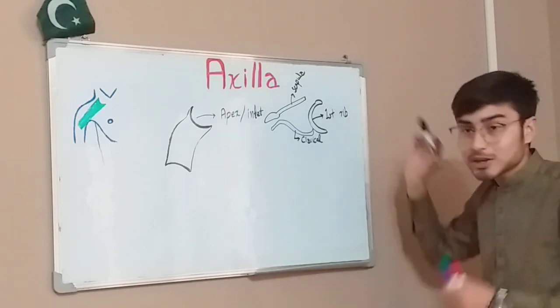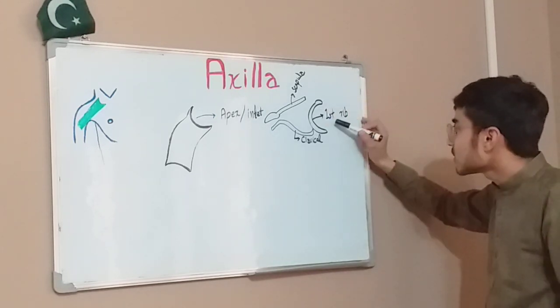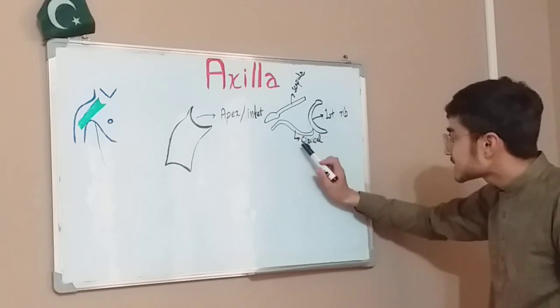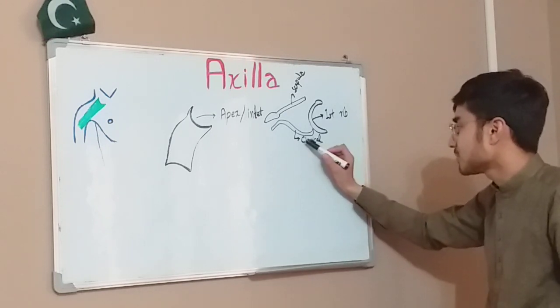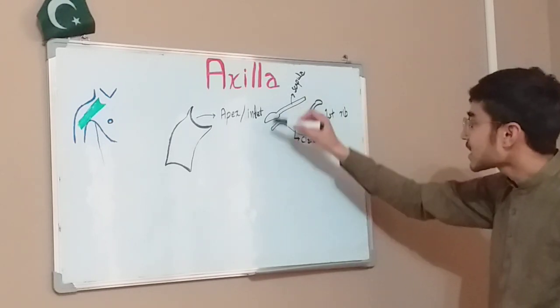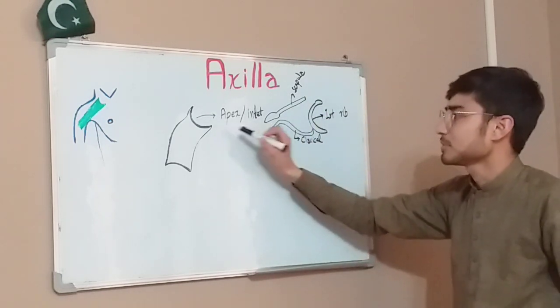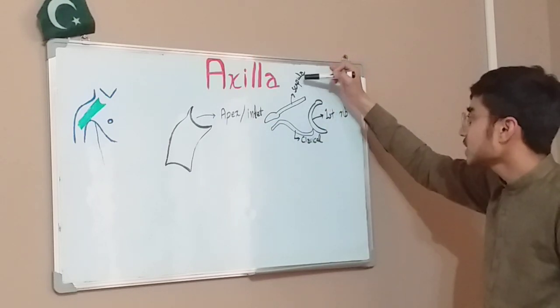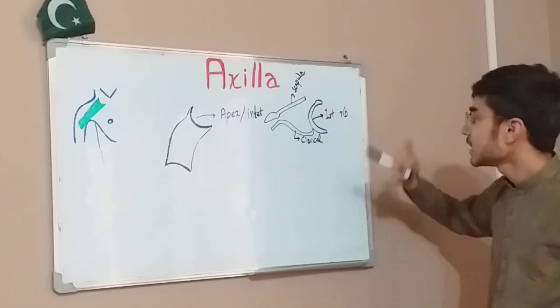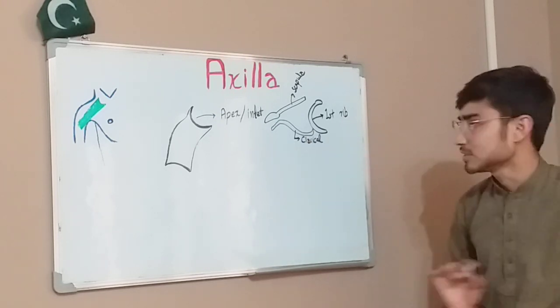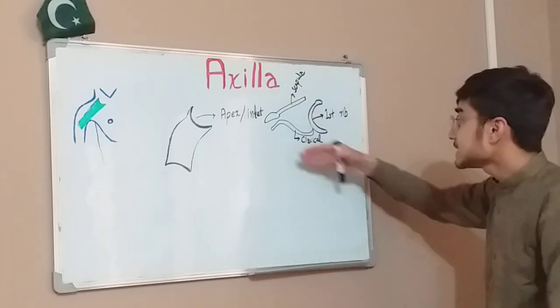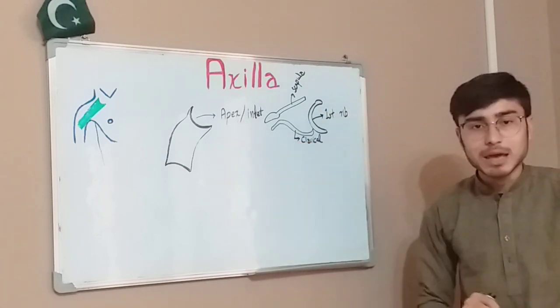The apex is formed by the lateral border of the first rib, and anteriorly by the posterior aspect of the clavicle, right? So these are the three bones that are involved in the formation of the apex. Posteriorly we have the scapula, medially we have the first rib, and anteriorly we have the clavicle, right? So these three structures are forming the apex, right?